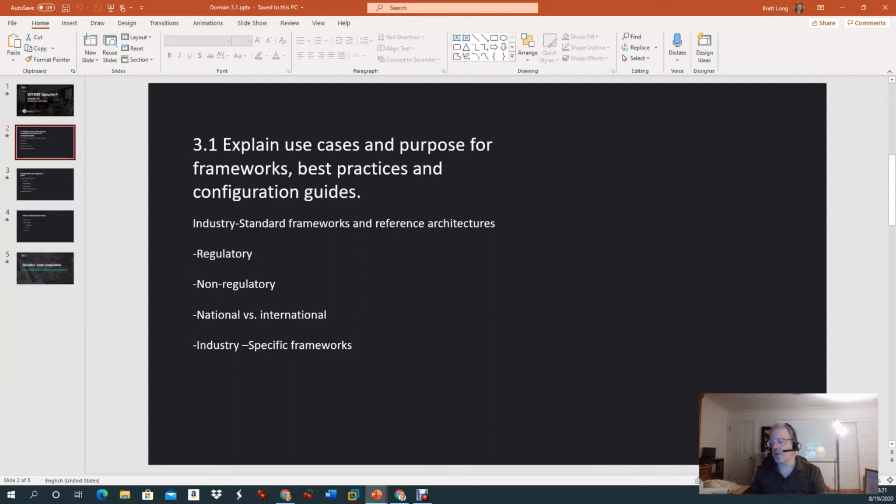Industry-specific frameworks, frameworks that are specific to an industry. So different industries, different frameworks. For instance, you might be in the banking industry, the finance industry, the travel industry, right? So there's things that are particular to your industry, and you'll look at those types of frameworks.